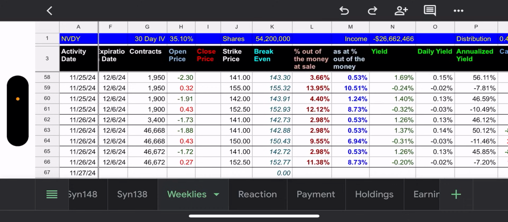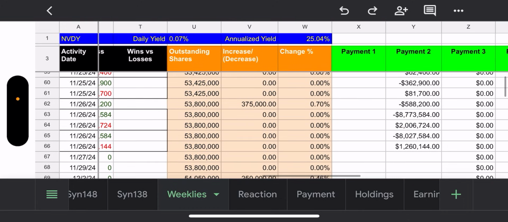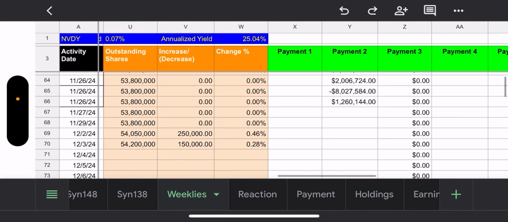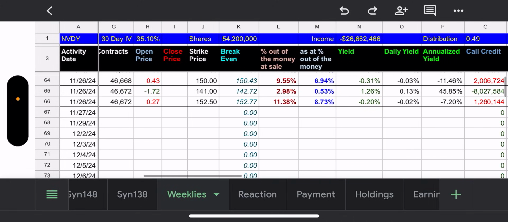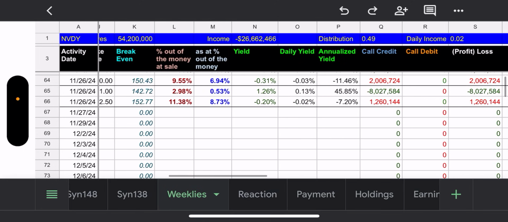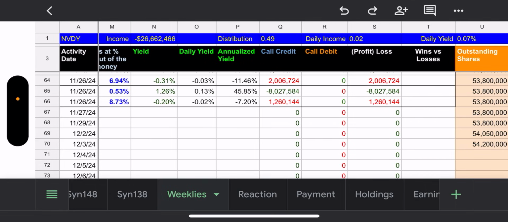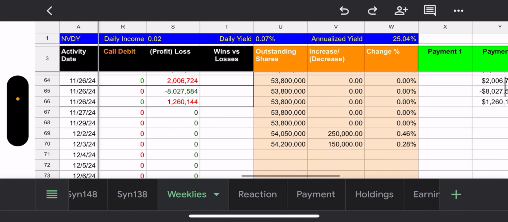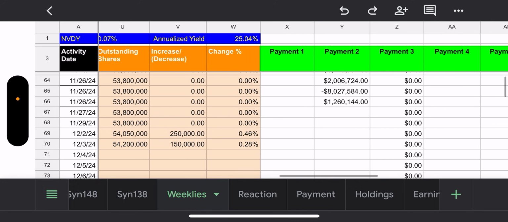But anyway, let's move on. Let's go to the outstanding shares. Outstanding shares, yes, they went up by 150K, nothing crazy. Now, here's the recap. 30-day IV, 35%. Outstanding shares, 54.2 mil. Total net income, 26.6 mil. This is essentially the closeout number for the second 4-week cycle of beginning the 4 weeks. So, the distribution per share, 49 cents, daily income 2 cents, daily yield 0.07%, annualized yield 25%.